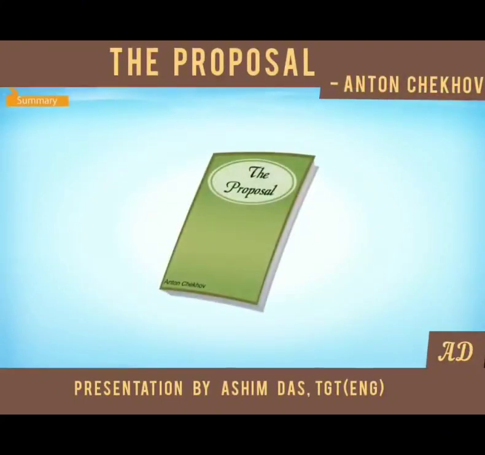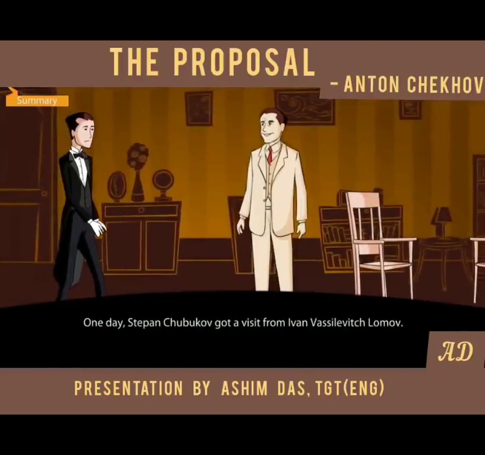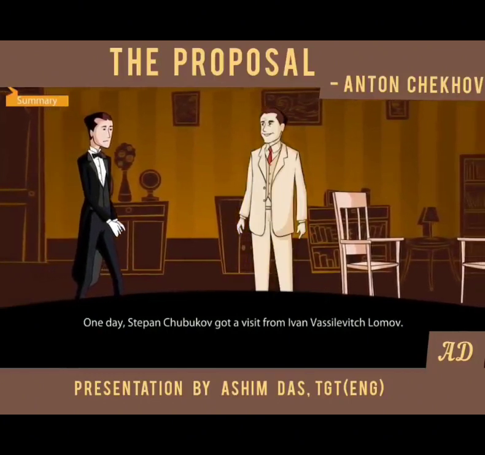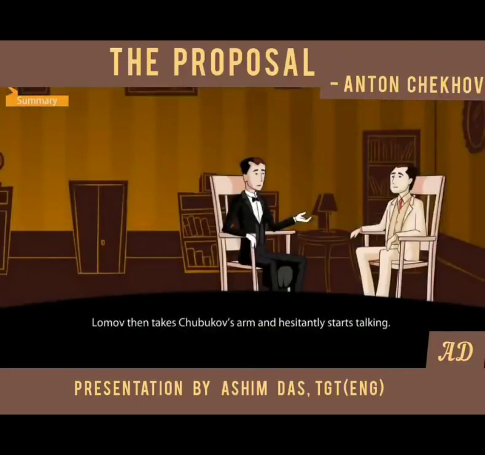Let's see what happens in The Proposal by Anton Chekhov. One day Stepan Chubukov got a visit from Ivan Vasilovich Lomov. Ivan Lomov was dressed in his finery, a dress jacket and white gloves. The two neighbors greet each other affectionately. Lomov then takes Chubukov's arm and hesitantly starts talking.